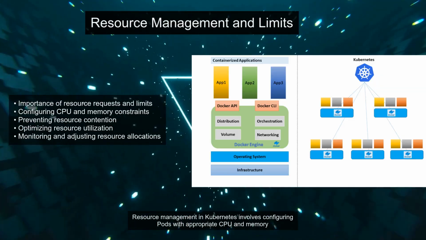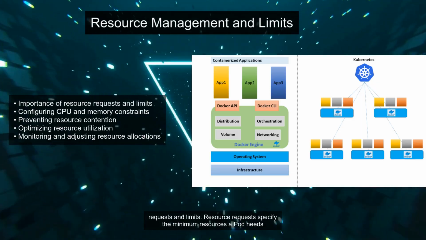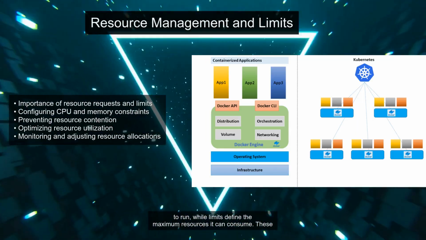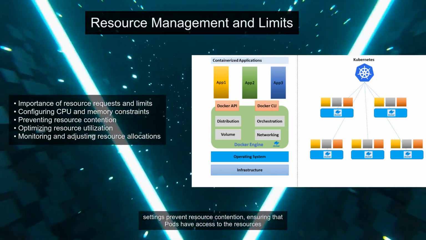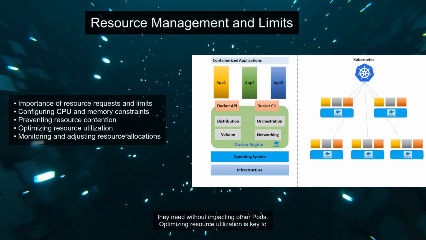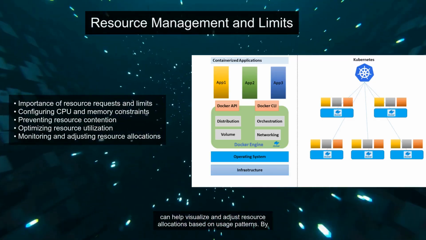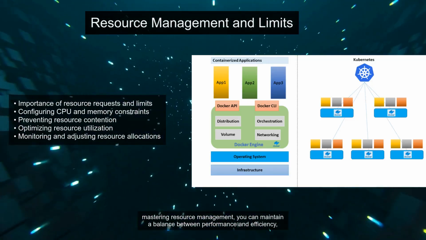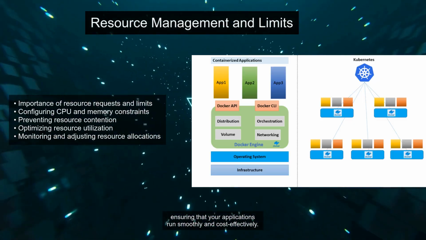Resource management in Kubernetes involves configuring pods with appropriate CPU and memory requests and limits. Resource requests specify the minimum resources a pod needs to run, while limits define the maximum resources it can consume. These settings prevent resource contention, ensuring that pods have access to the resources they need without impacting other pods. Optimizing resource utilization is key to achieving efficient performance and cost effectiveness. Monitoring tools, such as Prometheus and Grafana, can help visualize and adjust resource allocations based on usage patterns. By mastering resource management, you can maintain a balance between performance and efficiency, ensuring that your applications run smoothly and cost-effectively.